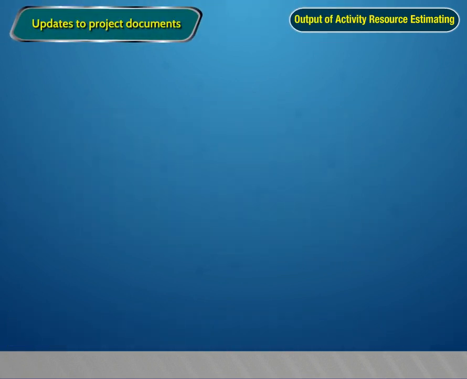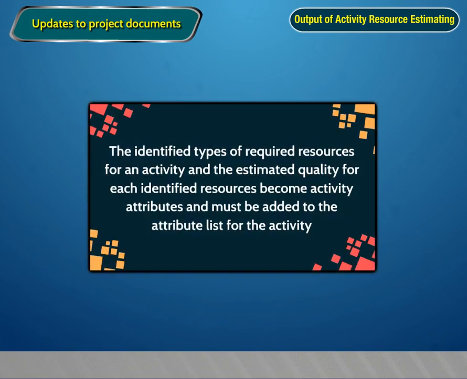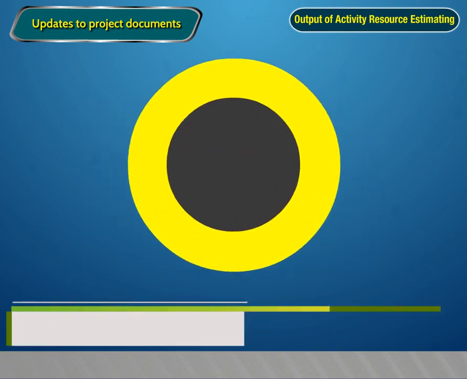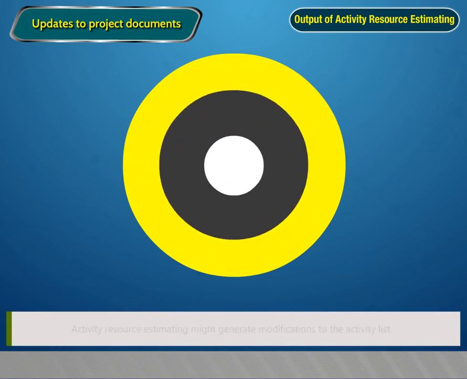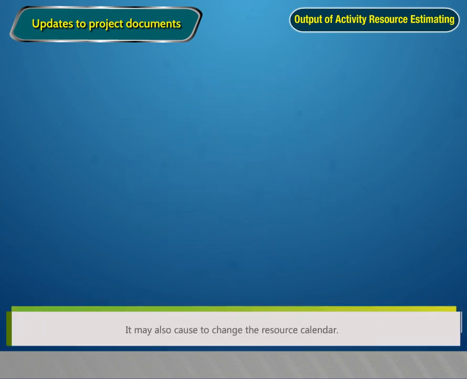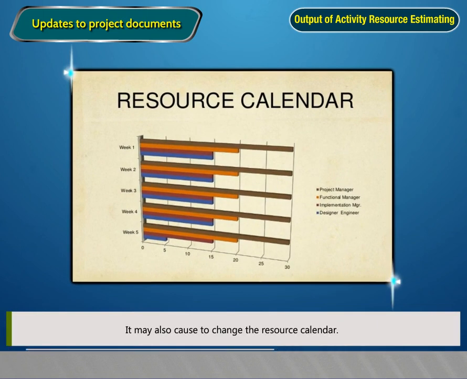Updates to project documents. The identified types of required resources for an activity and the estimated quantity for each identified resource become activity attributes and must be added to the attribute list for the activity. Activity resource estimating might generate modifications to the activity list. It may also cause changes to the resource calendar.